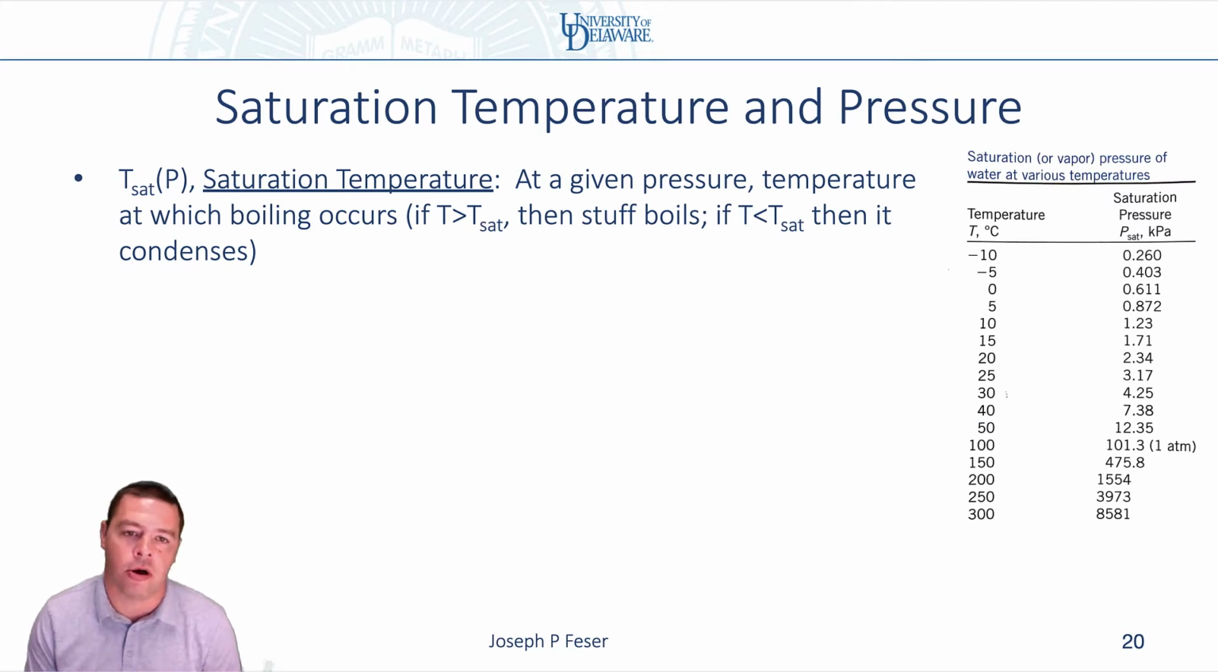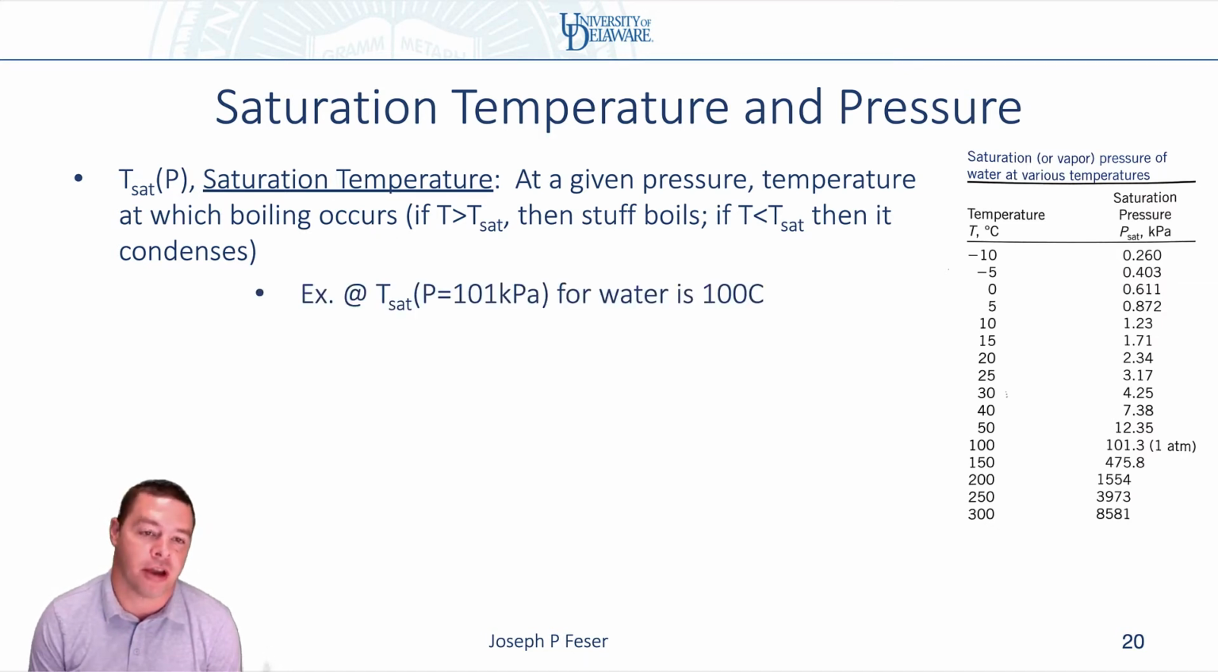For any particular liquid vapor equilibrium, for whatever the material is, there are tables of saturation pressure and temperature that describe that process. The one that you're most familiar with is probably the one for water. The key thing is that water boils at 100 degrees C at atmospheric pressure. So the saturation temperature at a pressure of 101 kilopascals, which is atmospheric pressure, is 100 degrees C for water.